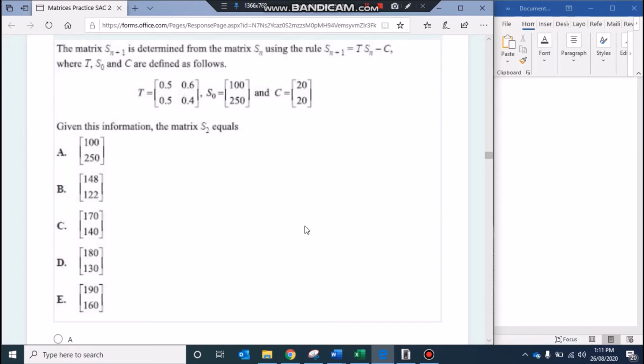The matrix Sn plus 1 is determined from the matrix Sn using the rule Sn plus 1 is equal to the transition matrix T multiplied by Sn minus C. And we've got our T matrix, our initial state matrix, and the C matrix here. So given this information, we want to find S2. So the key piece of information here, we've got this general rule here.